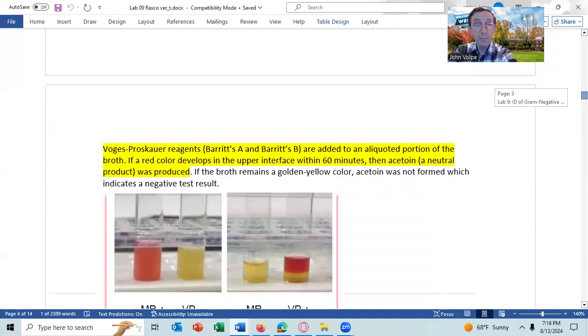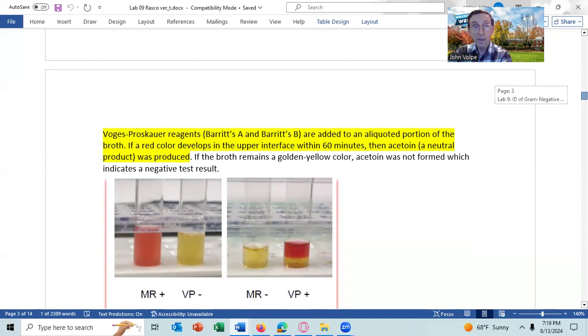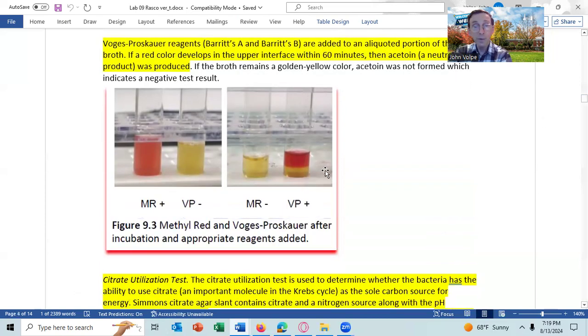In the VP tube, meaning the half of the tube for the VP test, you add Barritt's reagent A and Barritt's reagent B. You then shake it to add oxygen from the air, and then you let it incubate for about 60 minutes, looking for the production of acetone. Acetone is a neutral product, and if it is produced, the VP test will turn red, usually at the top. If the acetone is not produced, it will remain yellow. So VP and MR, if they're negative, they're both yellow, and if they're positive, they're both red.